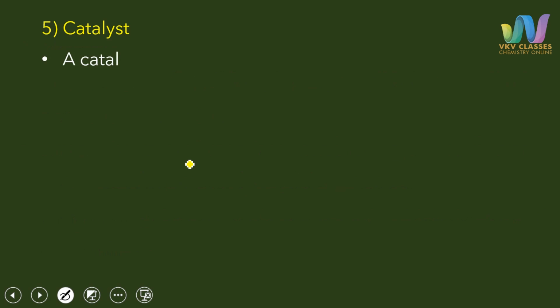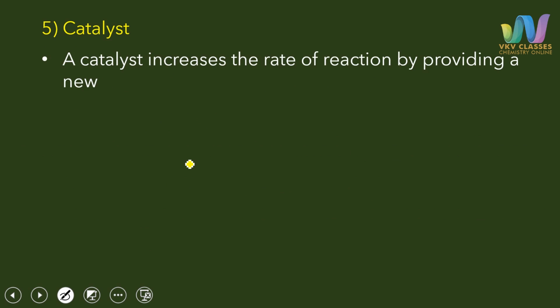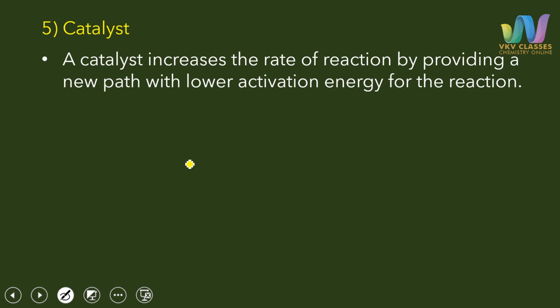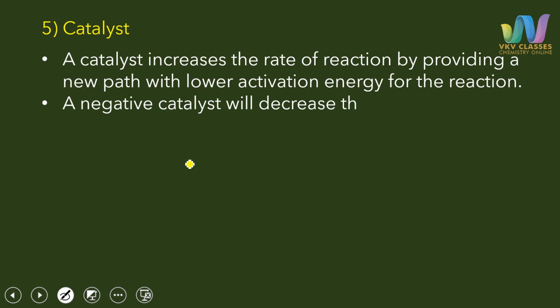Catalyst. A positive catalyst will be increasing the rate of reaction. It provides a new path with lower activation energy for the reaction. One example is in the Haber's process for manufacturing ammonia, spongy iron is used as the catalyst. A negative catalyst will be decreasing the speed of reactions. Negative catalysts are also called inhibitors.